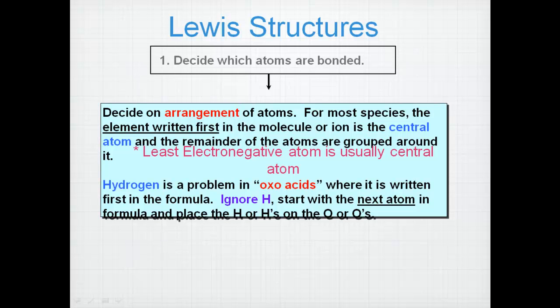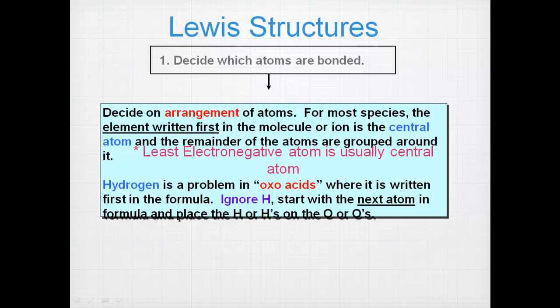The first step is to decide which atoms are bonded. So you're going to decide on the arrangement of atoms. For most formulas, the element written first is the central atom of the molecule or ion, and then the remainder of the atoms are grouped around it. It's important for us to realize that the least electronegative atom is usually the central atom. If carbon's in there, that's usually central.